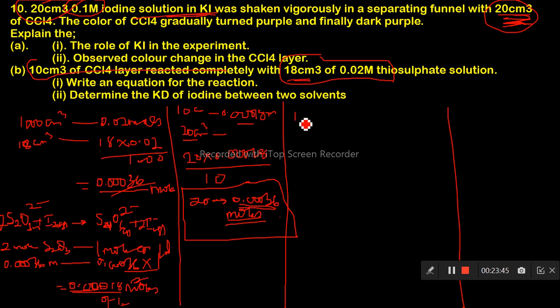0.1 moles per 1,000 centimeters cubed. Then what of 20 centimeters cubed? So we want the moles in 20 before shaking it with the organic layer. So it will be 20 times 0.1 out of 1,000. So what's the answer? Jordan, what is the answer here?